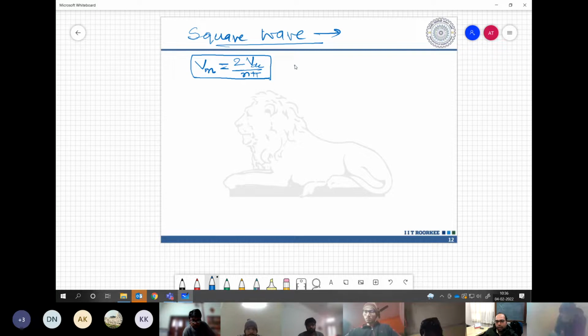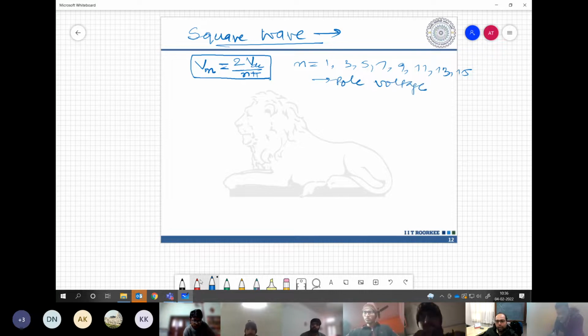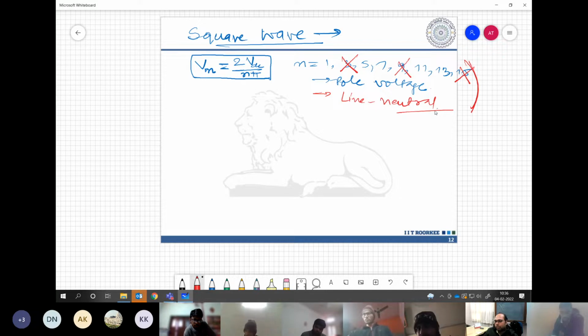And we know very clearly that the 1, 3, 5, 7, 9, 11, 13, 15 harmonics are present in the pole voltage. But in the line to neutral voltage, we will be missing these harmonics, all the triplens. That's the only difference between pole voltage and line to neutral voltage.